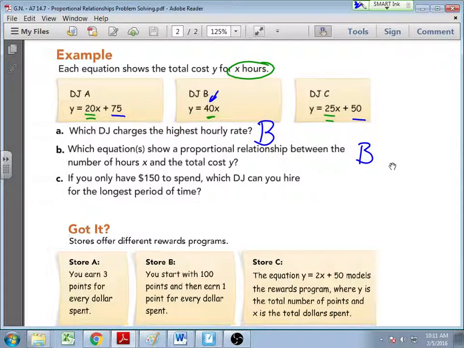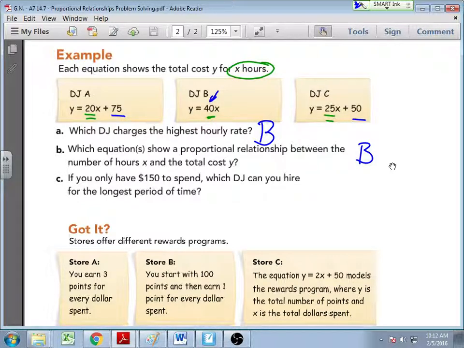Now, if you had $150 to spend, which DJ could you hire to get the longest amount of time of music? So now, how do I solve a problem like this if I only have $150 to spend? Shahid? How do I solve it? I don't want an answer. I want to know, how do I solve this? How do I figure this out?